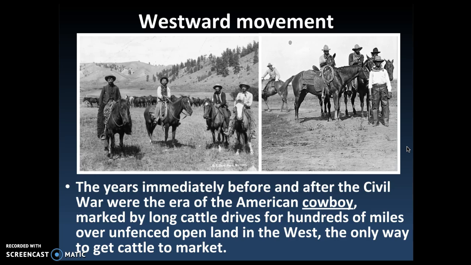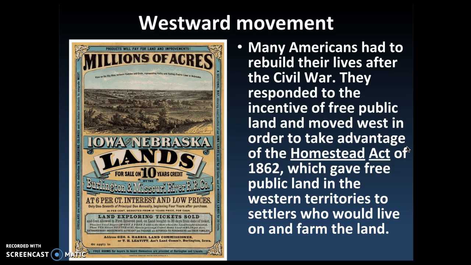And so the years immediately after the Civil War were what we call the era of the cowboy. A lot of people were moving west. This was a time where they had the railroads, but by and large, the West was largely unsettled. And so many people were using the open plains of the West for cattle drives and getting cattle to market out on the Great Plains.